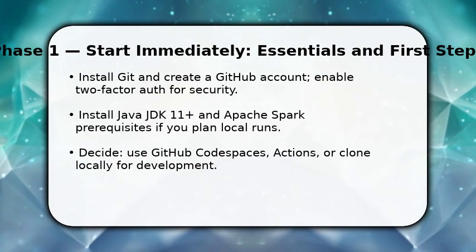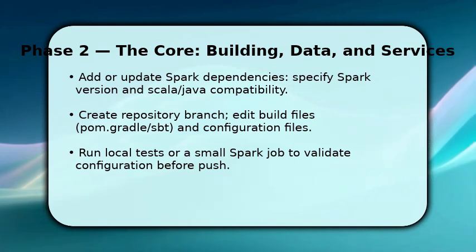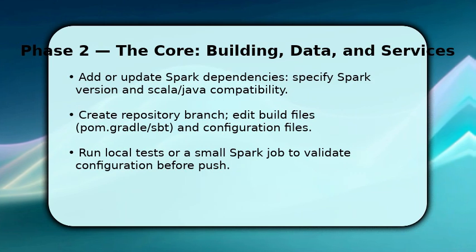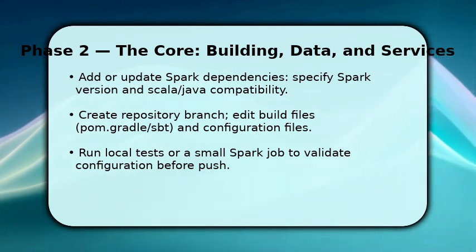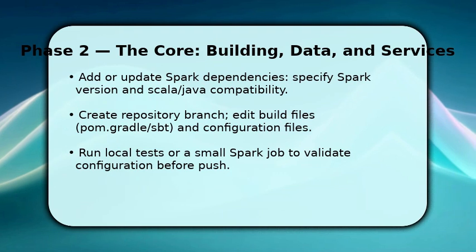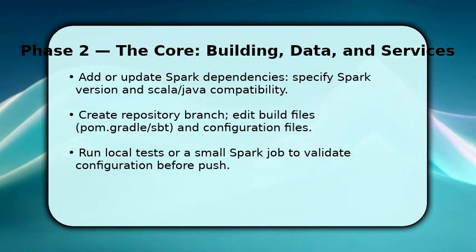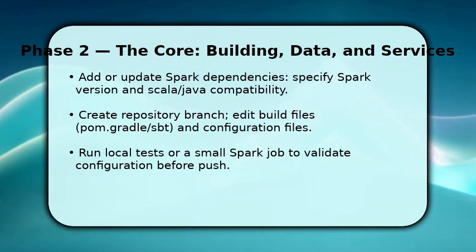You now configure the project, edit build files to pin Spark and Scala versions, and add necessary dependencies. Create a feature branch so you can iterate safely, then update configs like Spark submit options or memory settings. Once done, compile and run a minimal Spark job. This verifies class paths and runtime behavior. If it fails, inspect logs and adjust versions or dependencies.